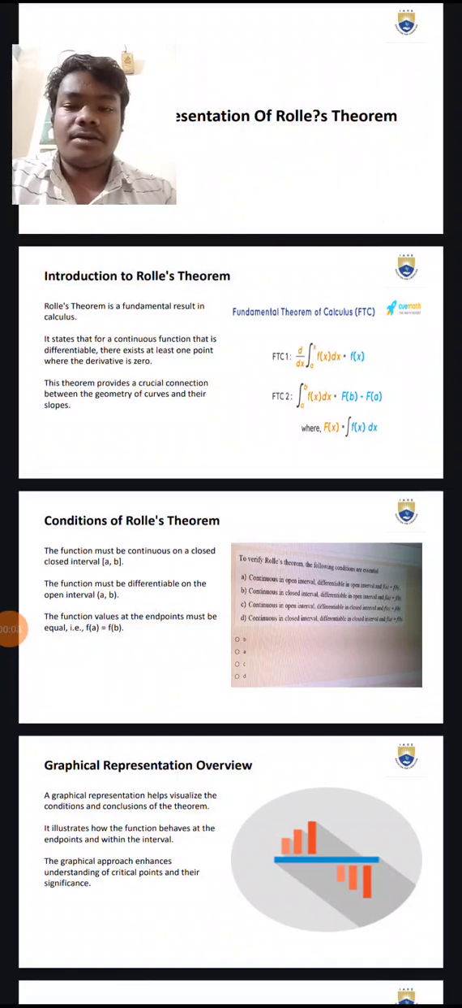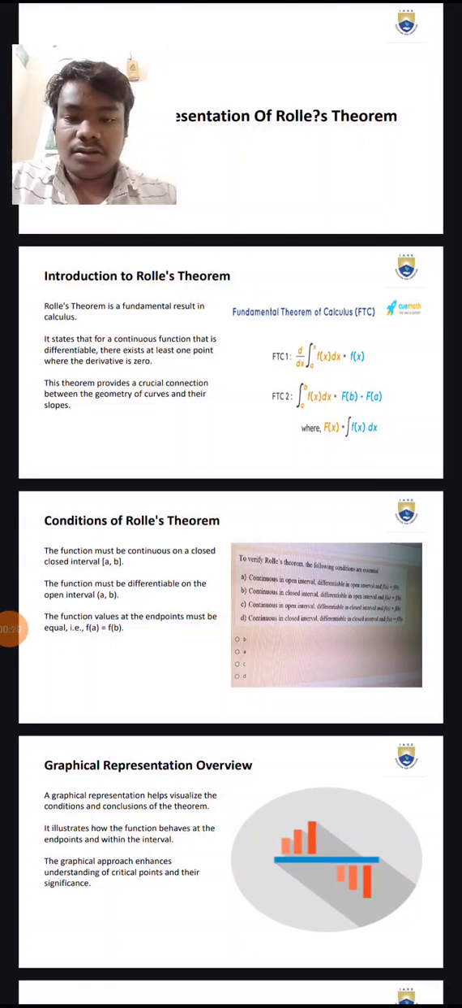Today my topic is about graphical representation of Rolle's theorem. Introduction to Rolle's theorem. Rolle's theorem is a fundamental result in calculus. It states that for a continuous function that is differentiable, there exists at least one point where the derivative is zero. This theorem provides a crucial connection between the geometry of curves and their slopes.